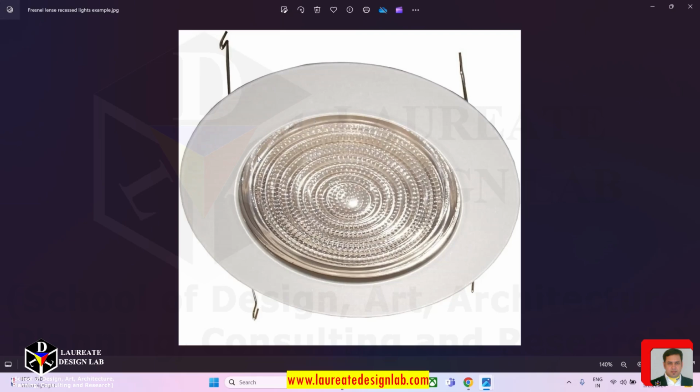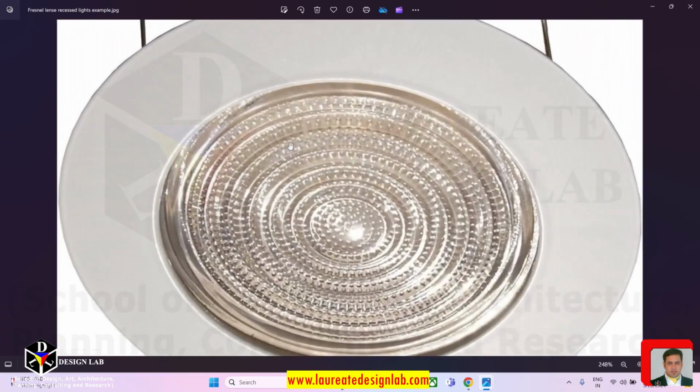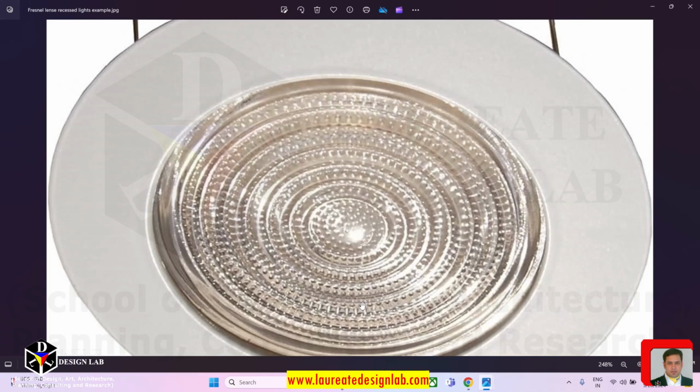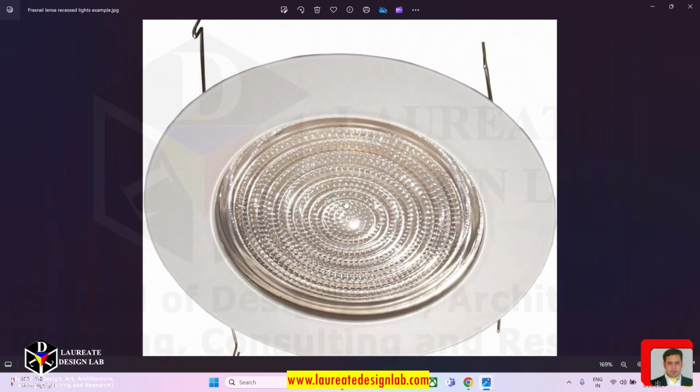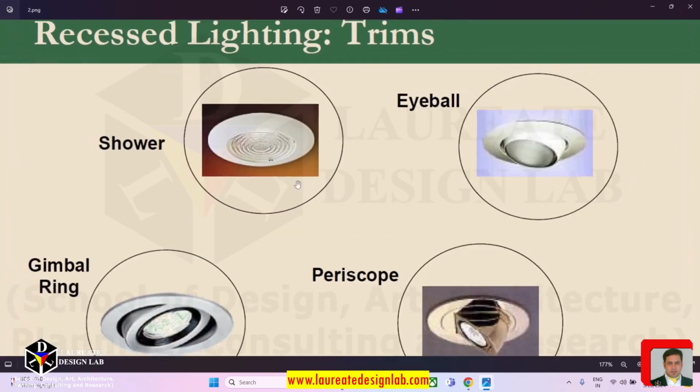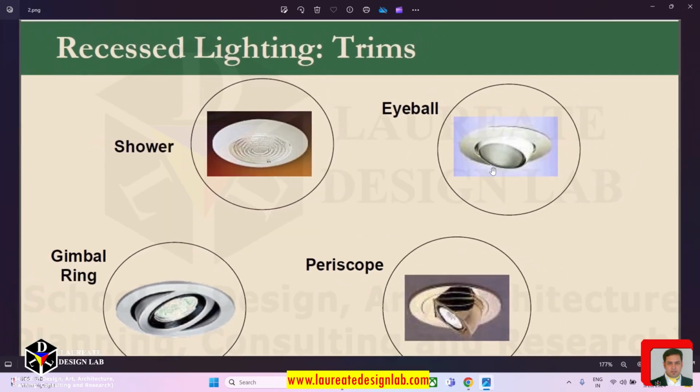This particular light has a diffuser structured in such a way that it seems to be having rings, and then it has different cuts. So the spread of light is going to be different than the diffuser which is plain. Okay, now let's move to eyeball.